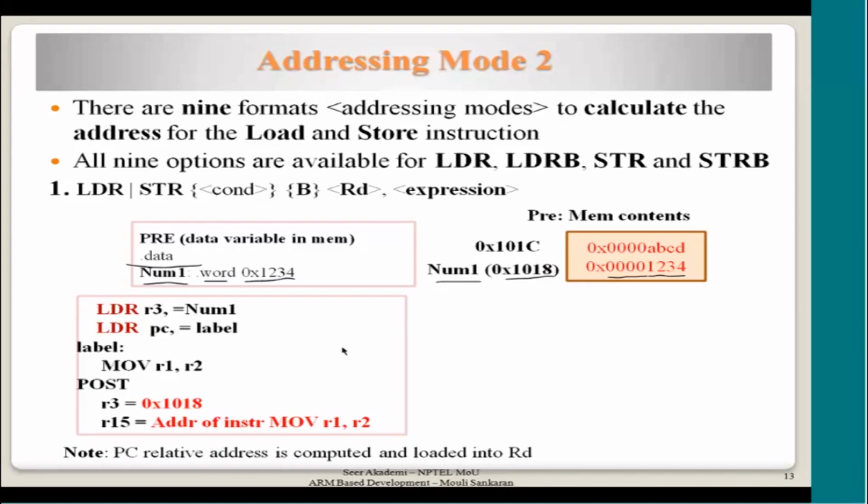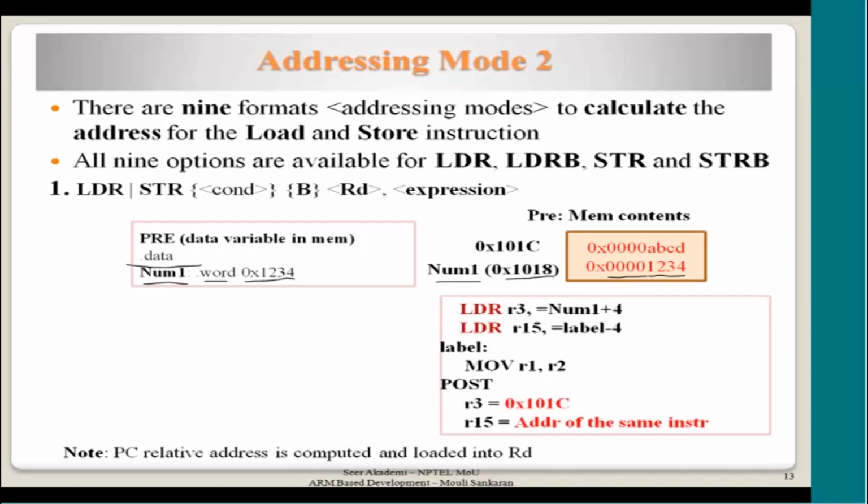So these are the new values: num1 is stored here, so R3 will have this value, and R15 will be the address of the move instruction. Now tell me what is happening here. Whatever the value of num1 is, 18, plus 4 is done, and that is moved into R3. That's why R3 will have 1C, and R15 I have intentionally changed. Instead of PC I am writing R15 just to make it clear that it could be anything. You can mention it as PC or R15.